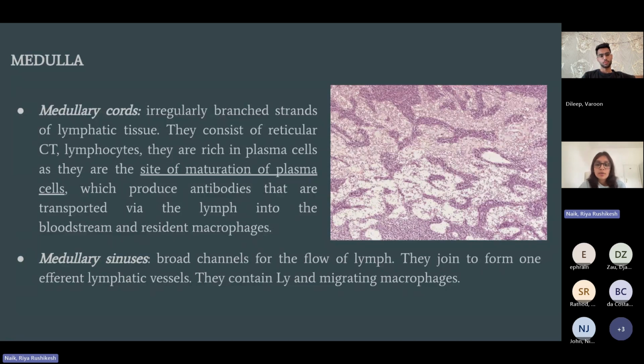Many people usually get confused between afferent and efferent. So think about it this way: efferent lymphatic vessels start with an E, so they are going to exit the lymph node. I hope this was clear, and I'll let Varun start with his topic.